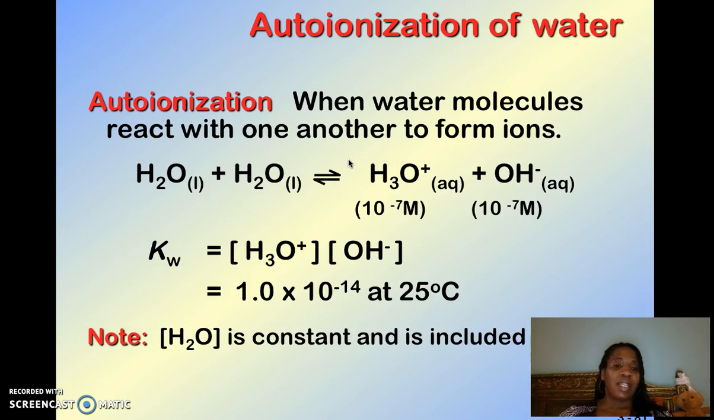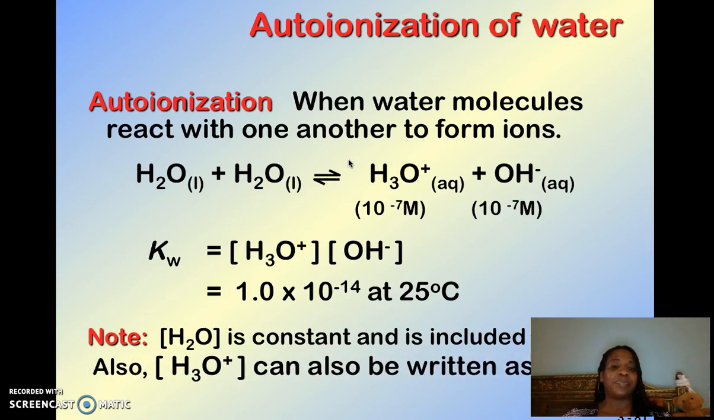Just keep in mind that water does not appear in your equilibrium constant calculation. So that's why you get this value, and then that's where the pH of 7 comes from. Because if hydrogen ion concentration is 10 to the minus 7, then the negative log of that value is just 7.